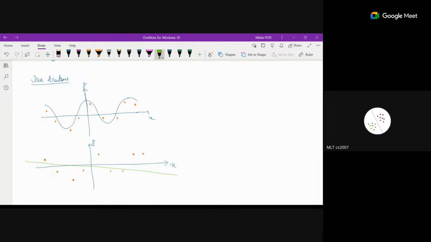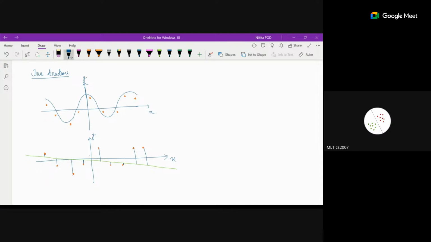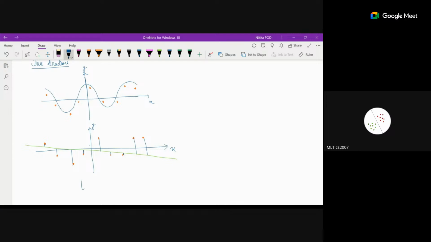But in reality, this data was coming from a sinusoidal wave, right? So here, what we thought is that all this is noise in the data set. Thinking that this is noise, we are missing out on the structure of this data set. So such a model, we call it underfit. These are underfit models.